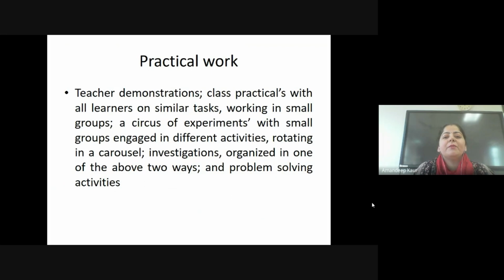So when it comes to the practical work, it is the teacher demonstration and class practical with all the learners on the similar task, working in small groups, a circus of experiments. Small groups are engaged in different activities, rotating in a carousel, investigating, organizing in one of the above two ways, and problem solving activity. There is not a definite definition of practical work; this particular definition is what is actually happening in our laboratory environment.